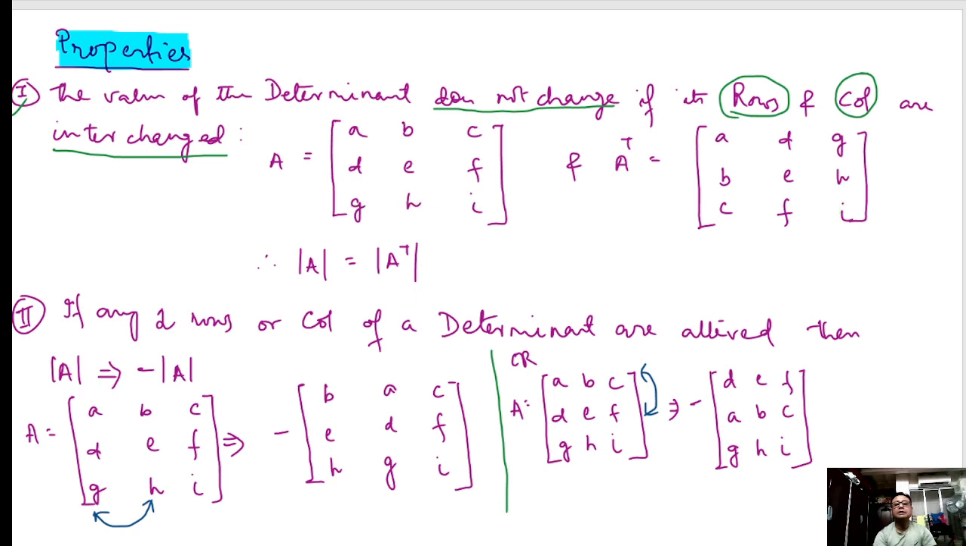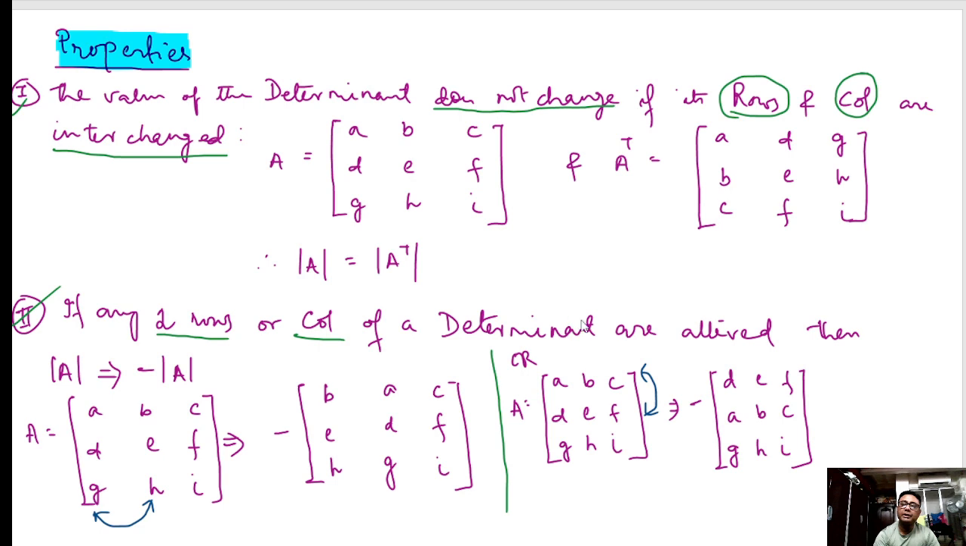So what they are telling is that if you interchange the rows and columns, the determinant's value, what was before and what is now, will be the same. The value of the determinant will not change. Clear?